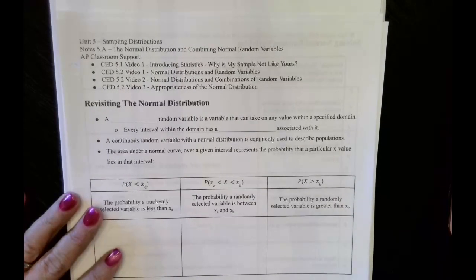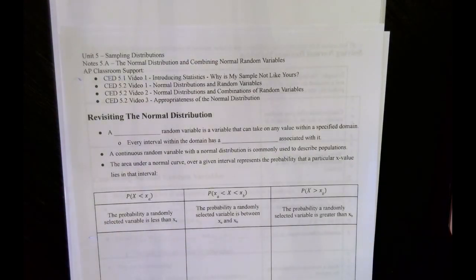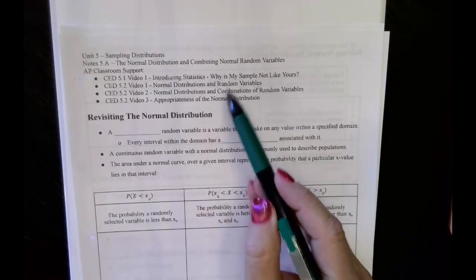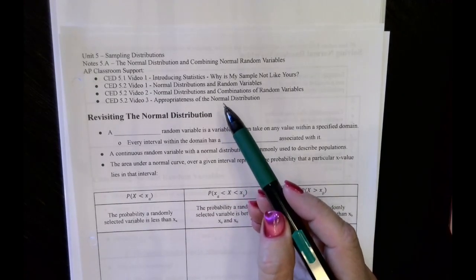All right, y'all. So next unit, we're in chapter 5, and this is 5A. And so here's the College Board videos if you want to go and look at those.